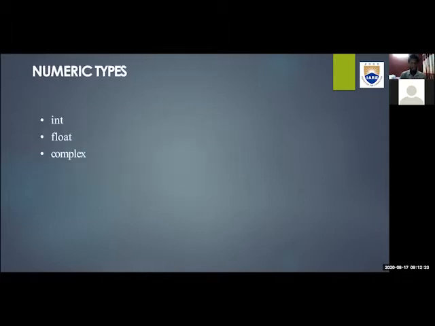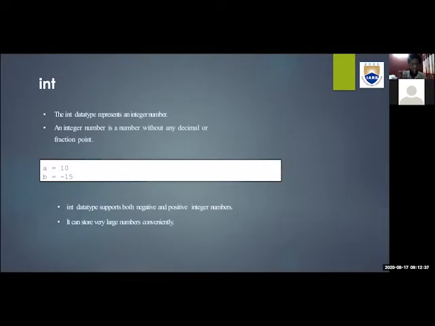So coming to numerical data types. Numerical data types are again subclassified into 3 parts. The first one is int, which means integer, the second one is float, and the third one is complex. So let us know about each of them. Coming to int. The int data type is an integer number, a number without any decimal points or any fractions. That is called the int data type.